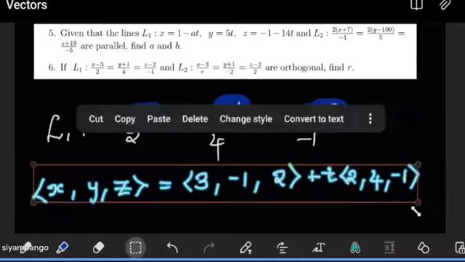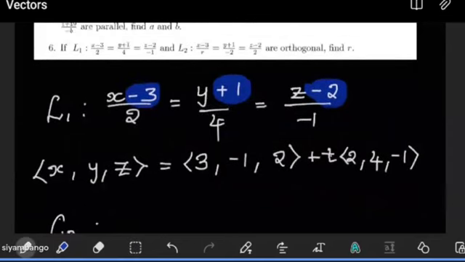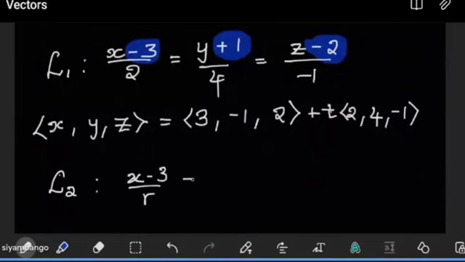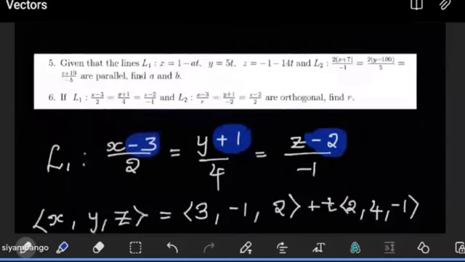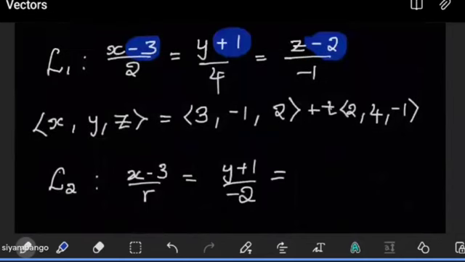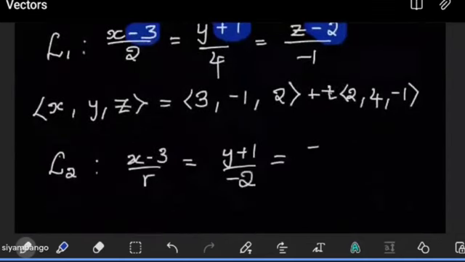Next up, line 2. What are they saying about line 2? So for the second line, again, they're giving us the symmetric equations. So you have (x minus 3) over r, then this is equal to (y plus 1) over minus 2, then this is equal to (z minus 2) over 2.